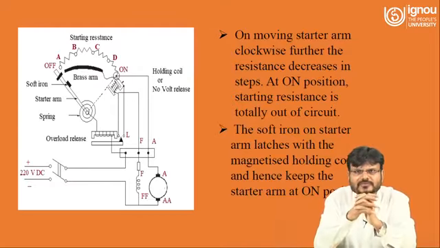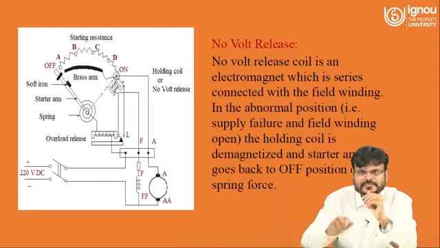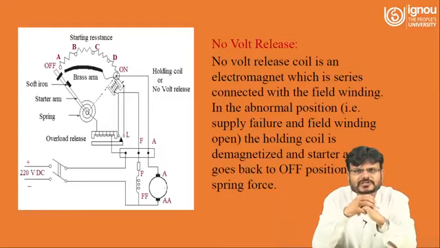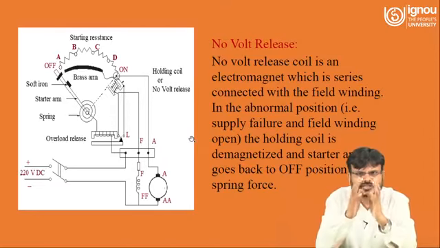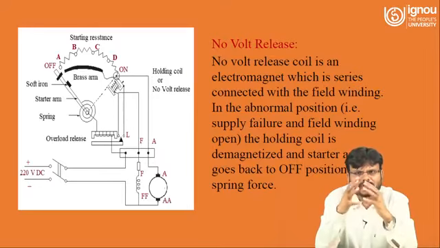Now we have to understand what is the function of this no volt release coil. This one is called no volt release coil, or you can say holding coil. No volt release coil is an electromagnet, as I already told you, which is connected in series with the field winding in abnormal condition.